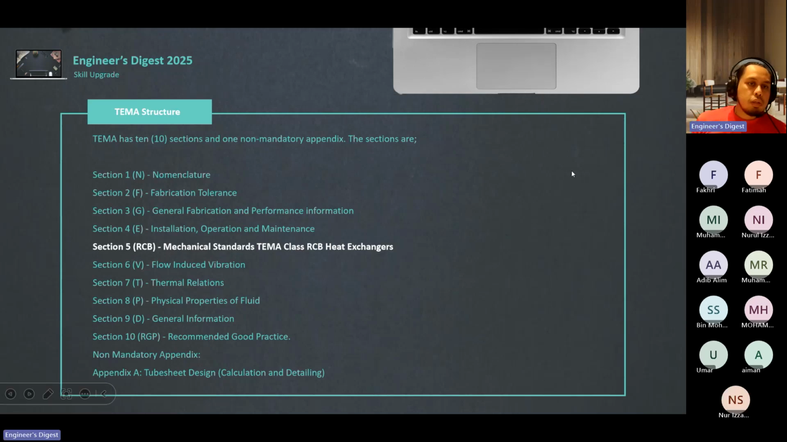Okay, and then we have section 7, thermal relation, section 8, section 9, section 10, recommended good practice. And we have one non-mandatory appendix. This is the tube sheet design, calculation and detailing.